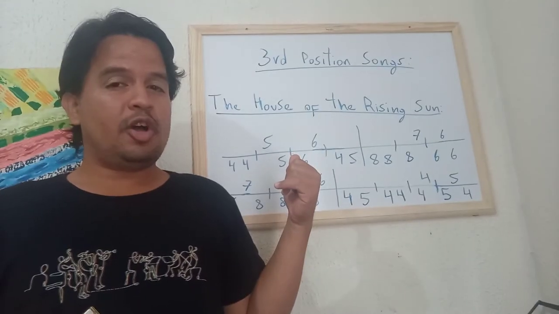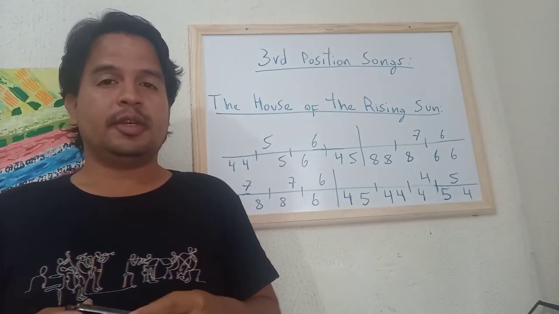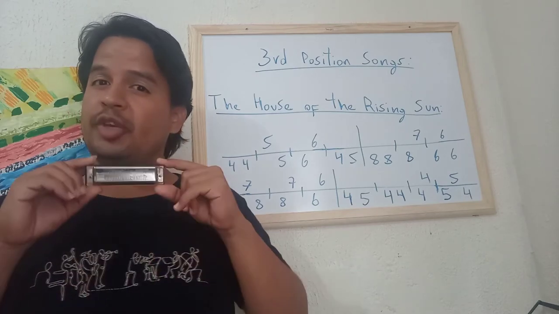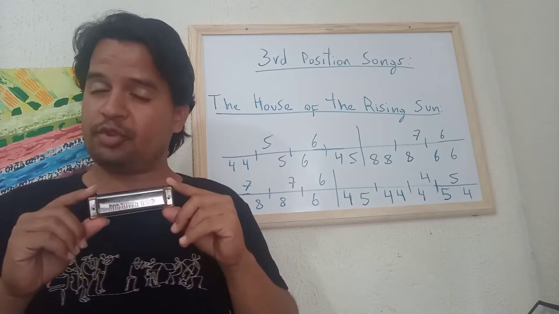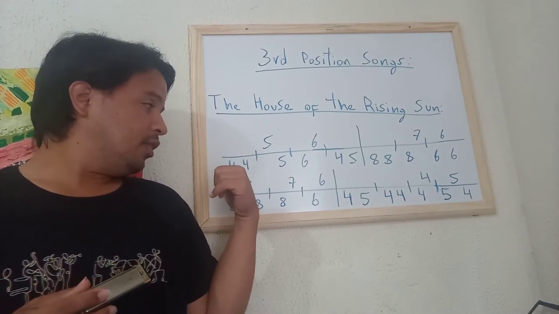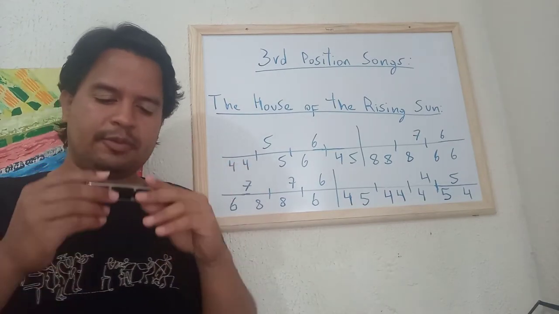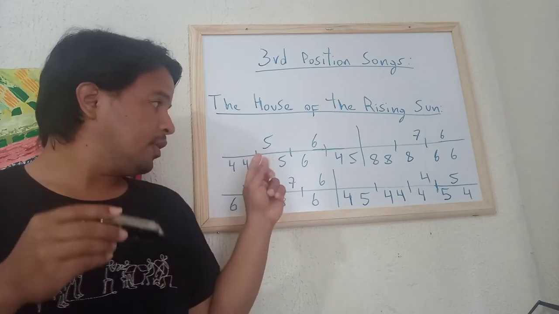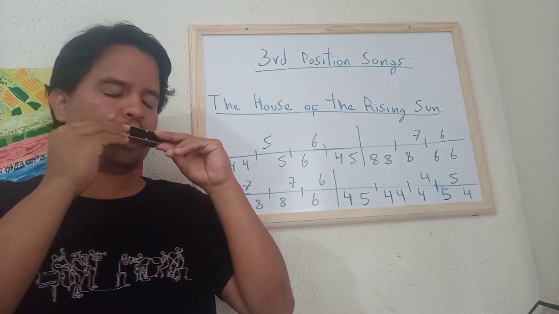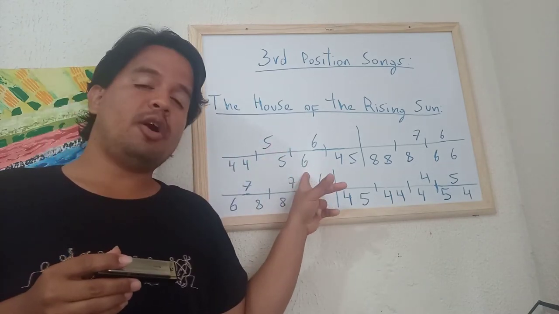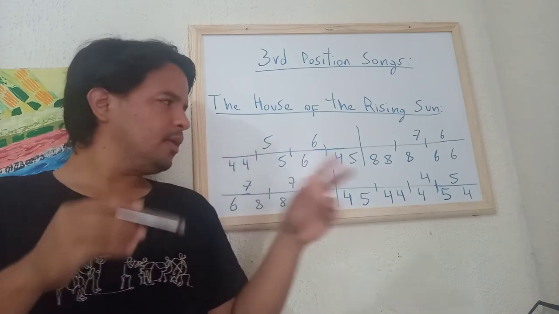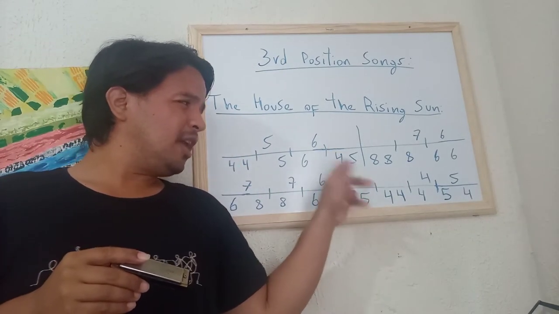The House of the Rising Sun is going to be one of these songs, being played in the key of B minor. I am using an A harmonica in third position. And let's analyze it. Fourth hole, two times. Five blow and five draw. Six draw and six blow. And then four draw and five draw.